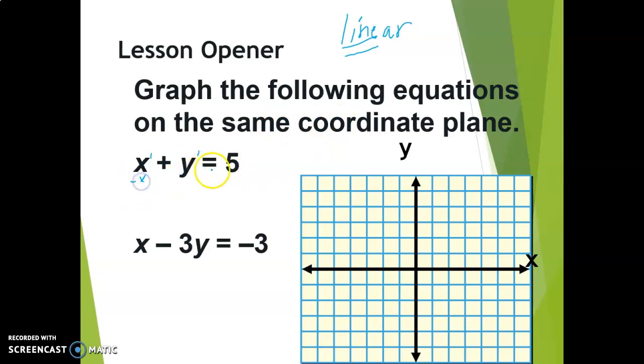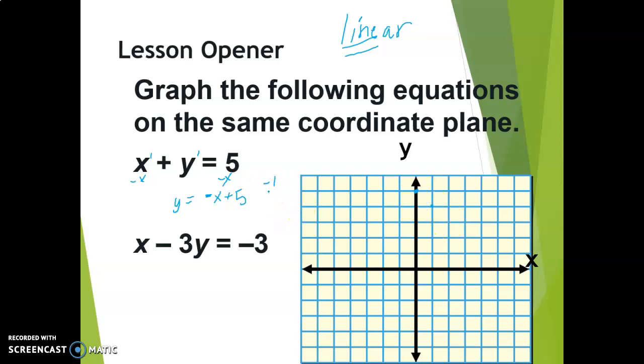So when we solve this equation for y, we get y equals negative x plus 5. That 5 is our y-intercept, or our starting point. So we would go up 1, 2, 3, 4, 5. That's 1 point. And then the number in front of the x is our slope. In this case, it's a negative 1 slope. So down 1, right 1.